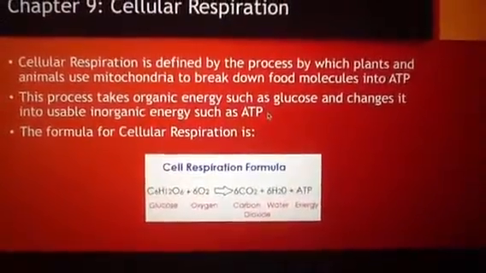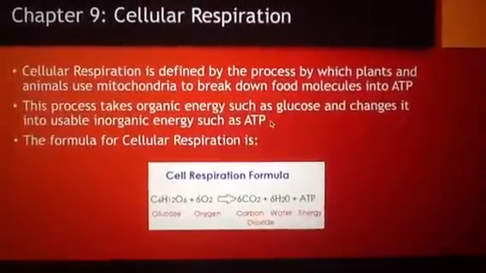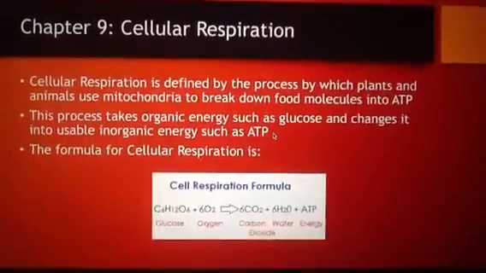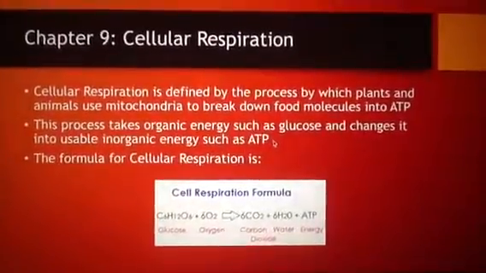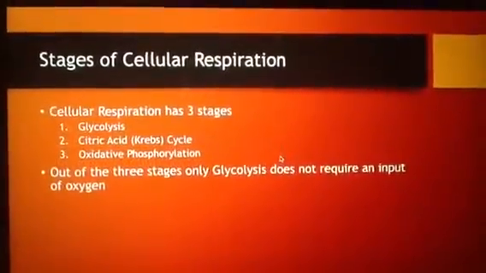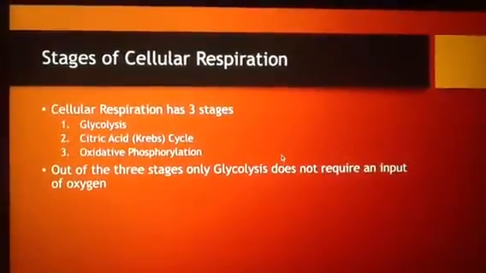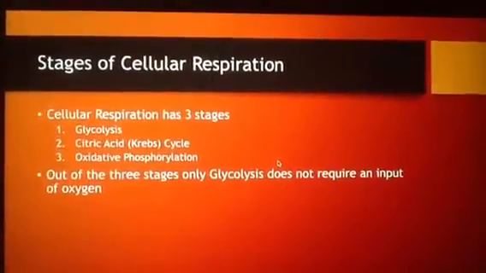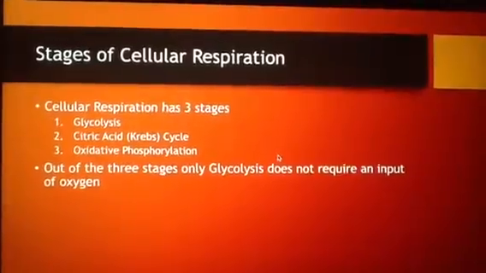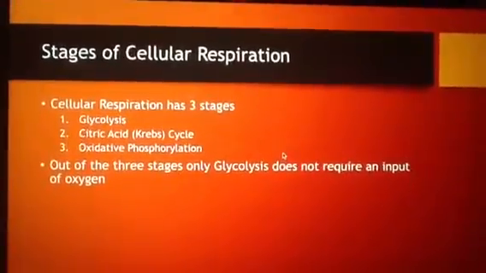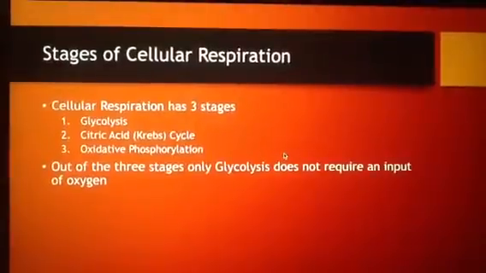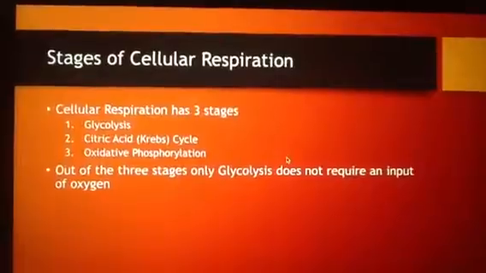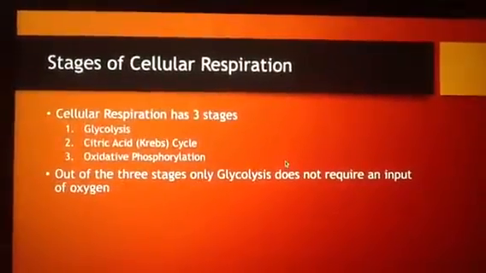Glucose and oxygen, which are the products of photosynthesis, are used to create carbon dioxide, water, and energy in the form of ATP. Cellular respiration is split up into three phases. The first phase does not require oxygen, and it is known as glycolysis. The second phase does require oxygen and is known as the citric acid or Krebs cycle. The final stage, known as oxidative phosphorylation, also requires oxygen.